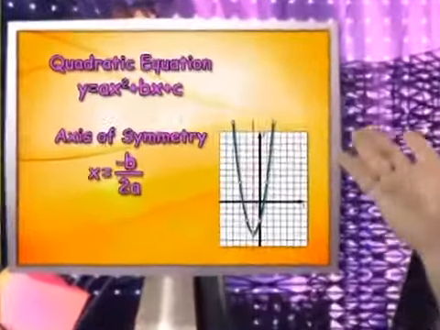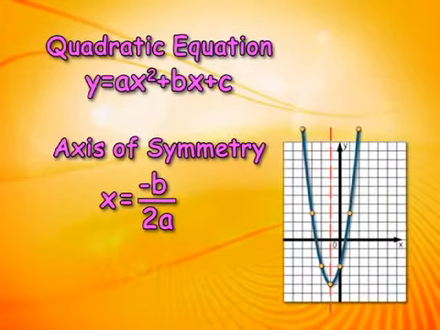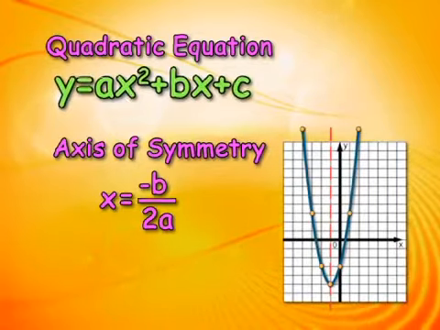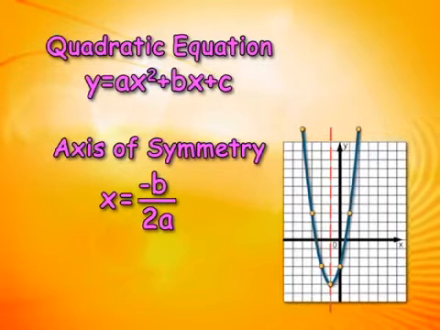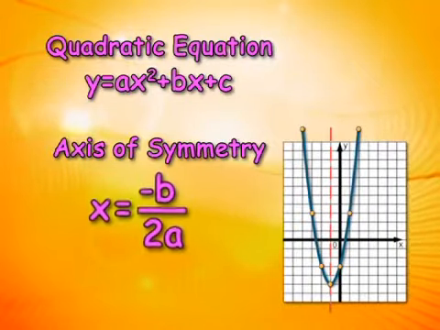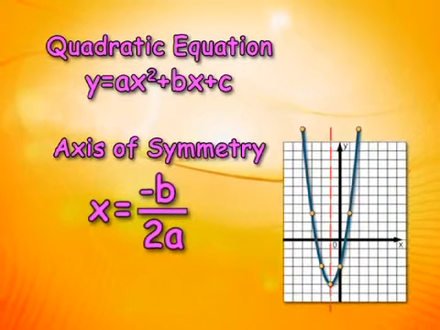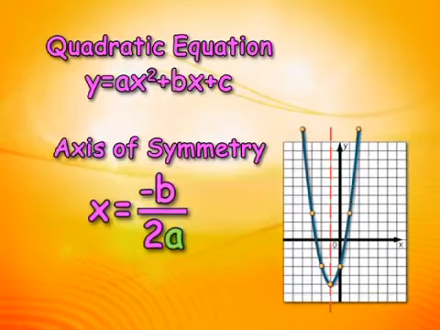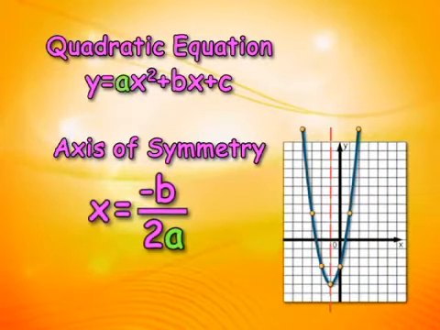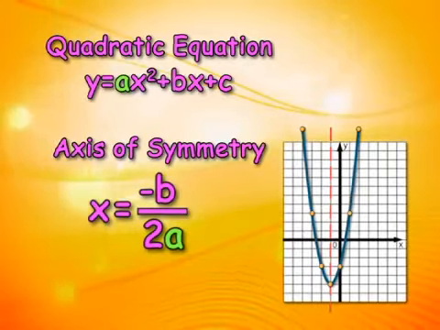We can use the idea of symmetry to help us graph the parabola. The equation for the axis of symmetry can actually be found using the coefficients of the quadratic equation and this formula. If the quadratic equation is in standard form, y equals ax squared plus bx plus c, then the axis of symmetry can be expressed by the equation x equals -b divided by 2a, where b is the coefficient of the x or linear term, and a is the leading coefficient, the coefficient of the x squared or quadratic term.